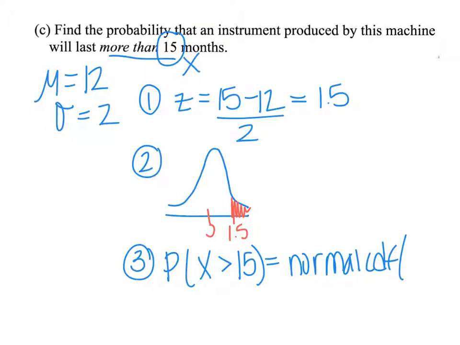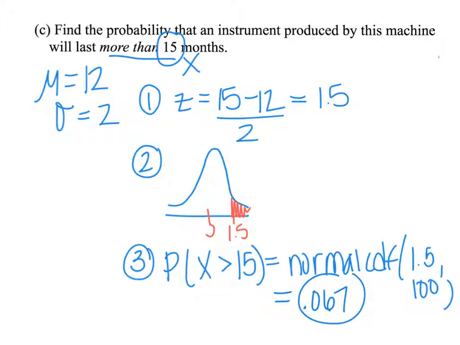This time I'm starting at my z-score up to 100 because I want the right end of it. Okay, so go ahead and put that in your calculator. To 3 decimals, I get 0.067. And that's it. So those are 3 examples of using z-scores to find normal probabilities: an example of doing one that's a less than, a between, and a greater than, which are the 3 types that you could see.